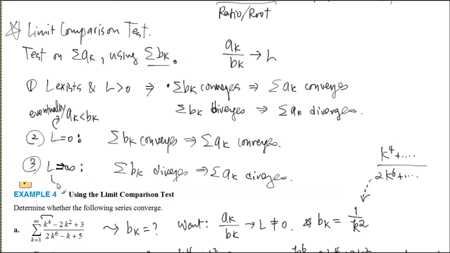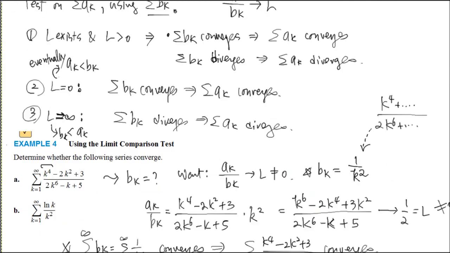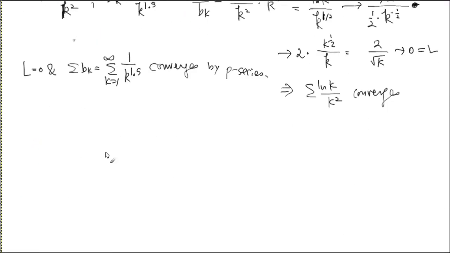If L is infinity, then AK is a whole lot bigger than BK eventually, therefore it pushes the divergence result, right? So I'm only going to explain this first part, where it's approaching L, a non-zero number. So let's see the proof of the comparison test, item number 1, the very first one.